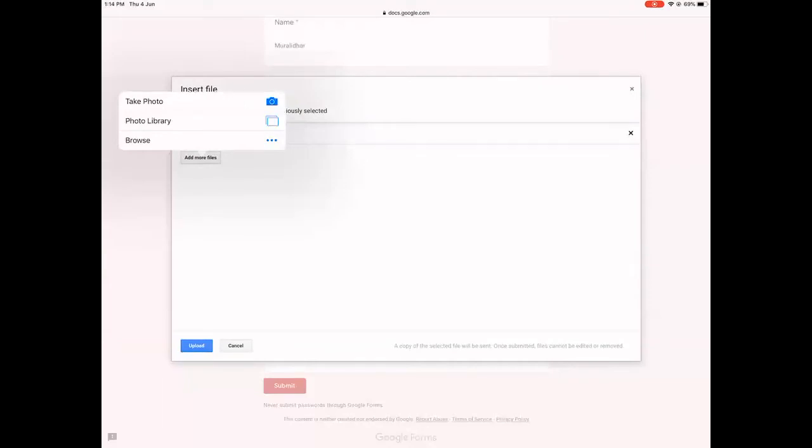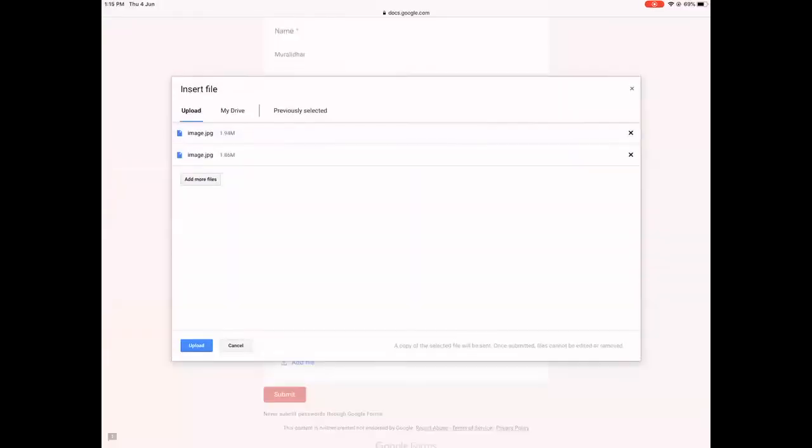Take photo. Okay. Then I have taken another photo. Here I have taken another photo. Then use photo. So like this, I want you to do it. Then you just upload. Now this process will take a little time.